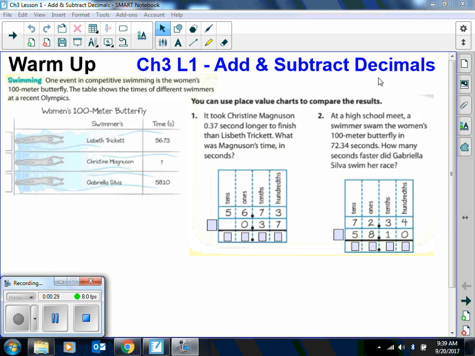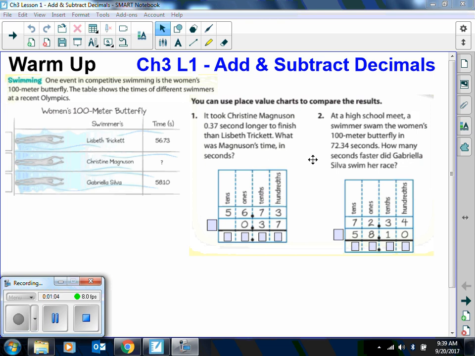subtract decimals. So for the warm-up, it says one event in competitive swimming is the women's 100-meter butterfly. The table shows the times of different swimmers at a recent Olympics. Number 1 says you can use place value charts to compare results. So number 1 says it took Christine Magnuson 0.37 seconds longer to finish than Lisbeth Trickett. What was Magnuson's time in seconds?